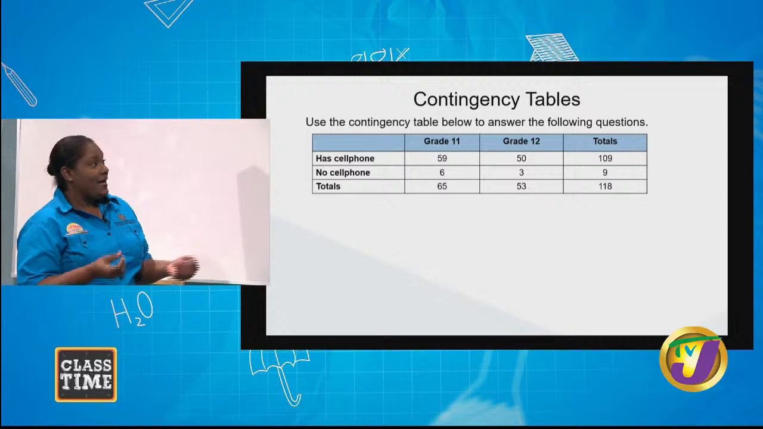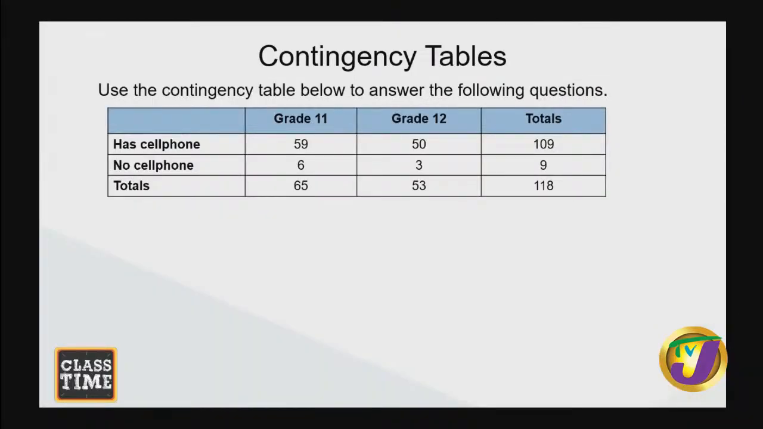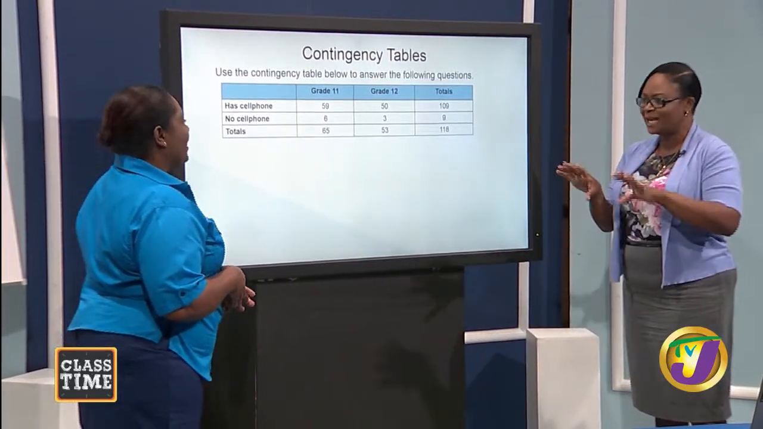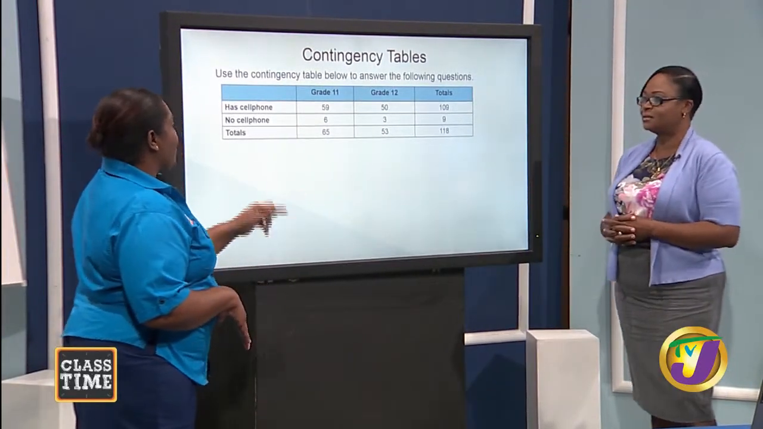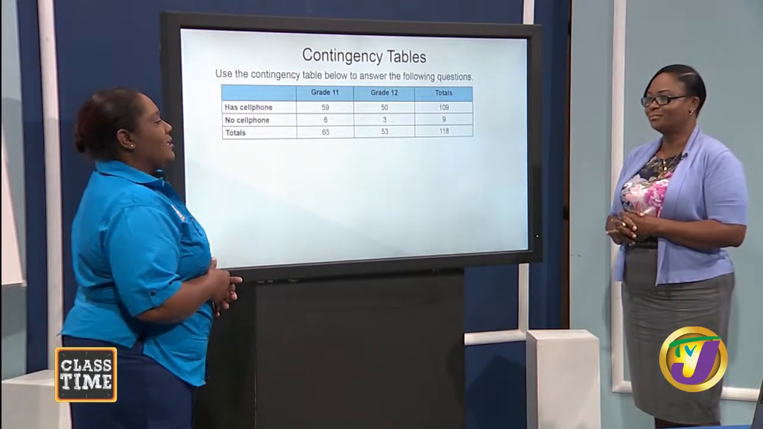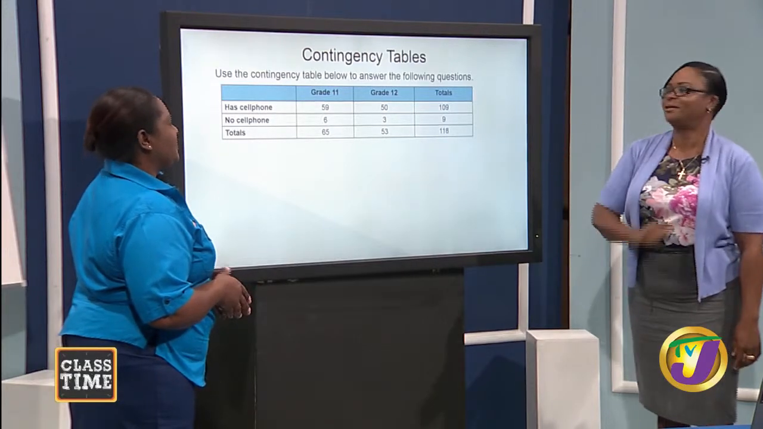So we can highlight that there is a grade 11 class and there is also a grade 12 class. There are students that have cell phones and there are students that do not have cell phones. Can it be that you have a cell phone and you don't have a cell phone at the same time? Not at all. Because of that, that is a mutually exclusive event. And can it be that you are in grade 11 and in grade 12 at the same time? No. Not at all.